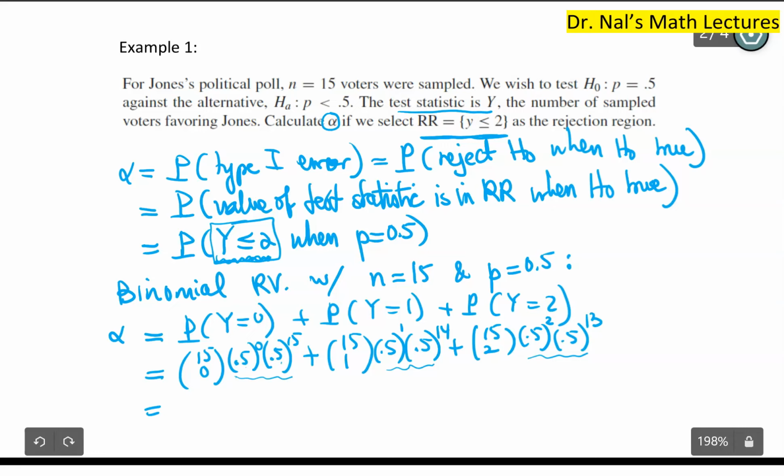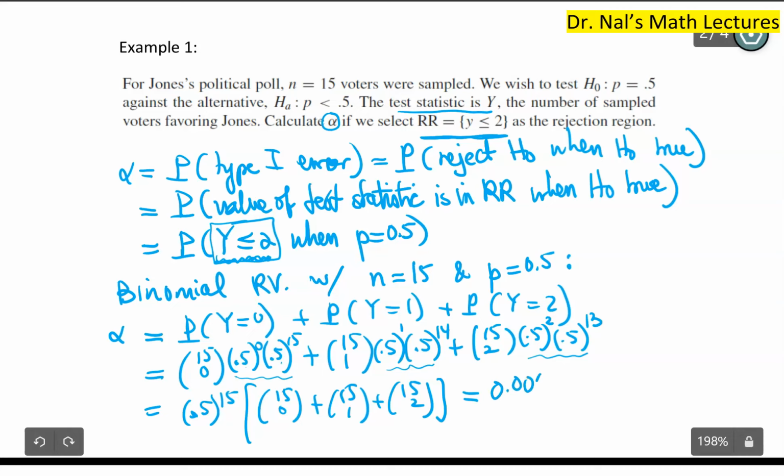So therefore, we can factor out 0.5 raised to the power 15. And what is left is 15 choose 0 plus 15 choose 1 plus 15 choose 2. That's it. And if you do all these calculations and round to the nearest, I think this comes out to about 0.004.